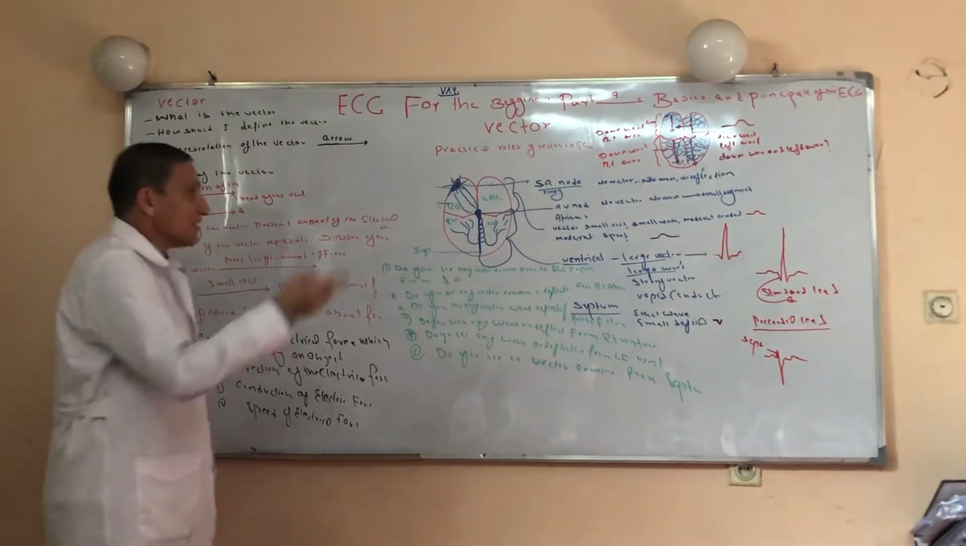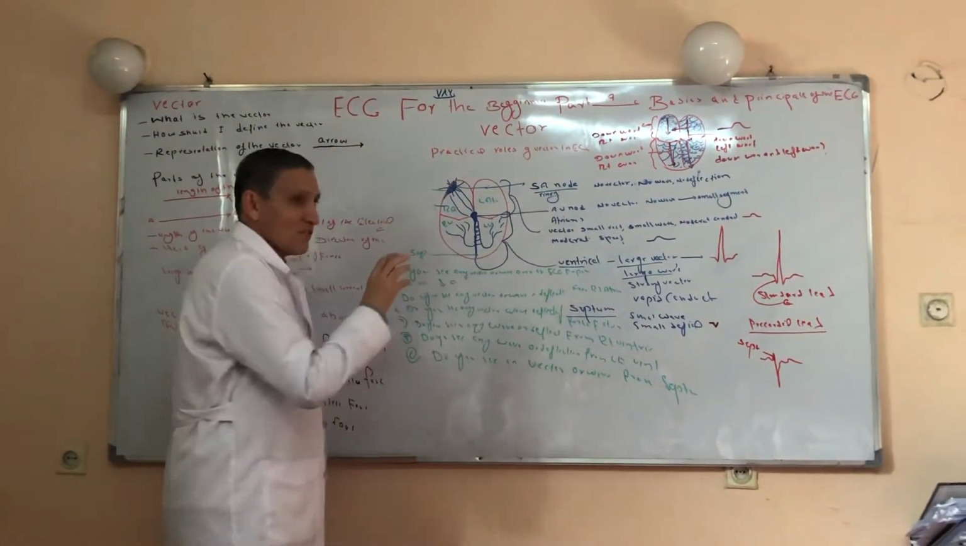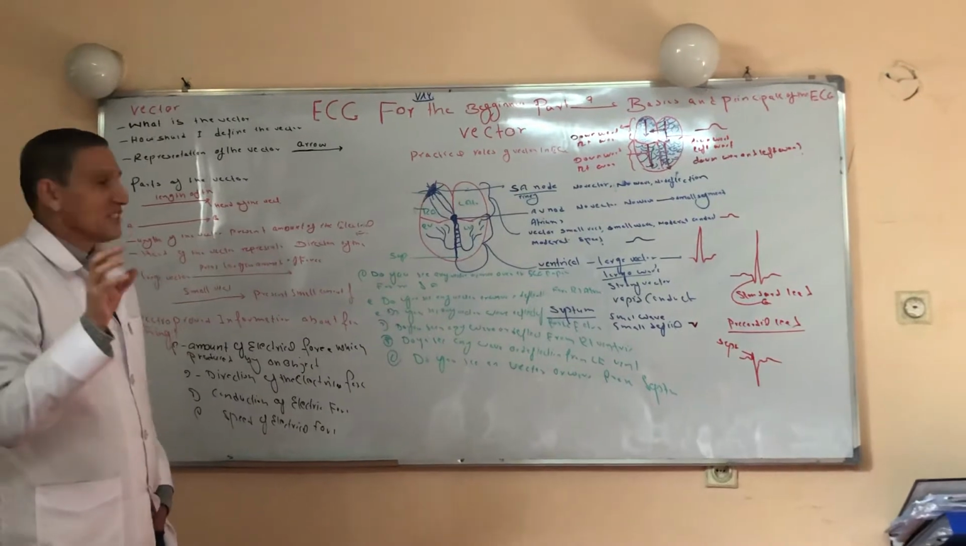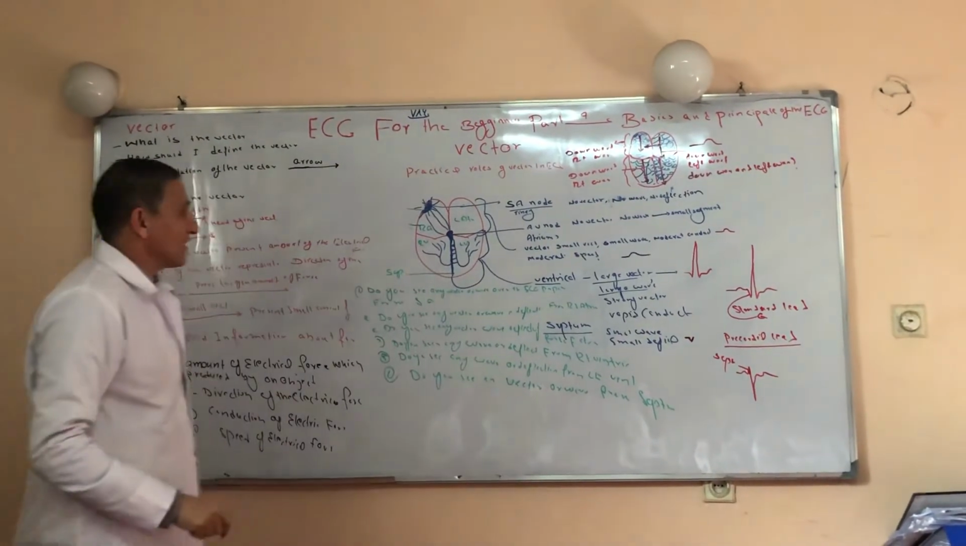But indirectly we know the SA node is working, because if you have a well-defined P wave over the ECG paper, it means the atrium is stimulated by the SA node.